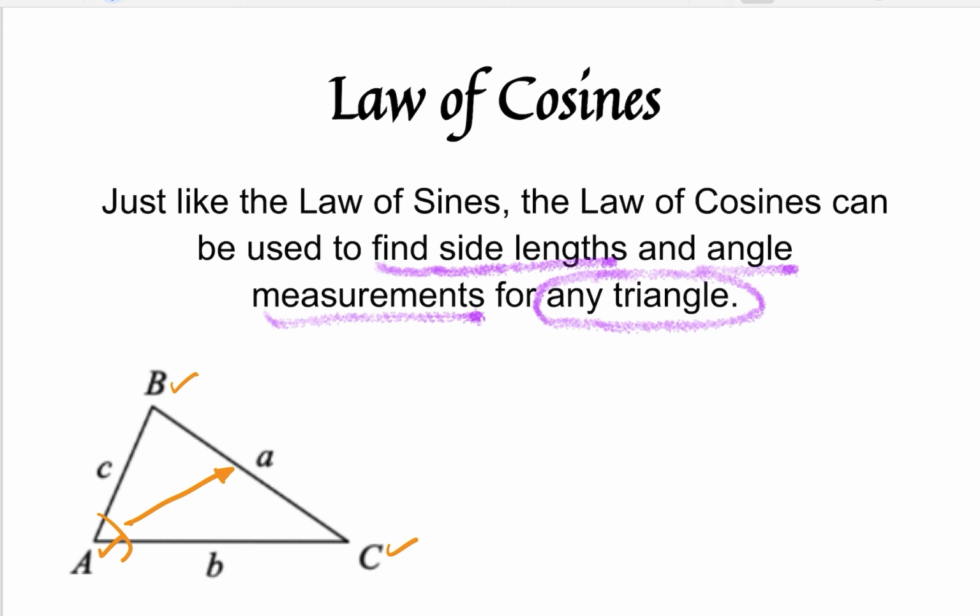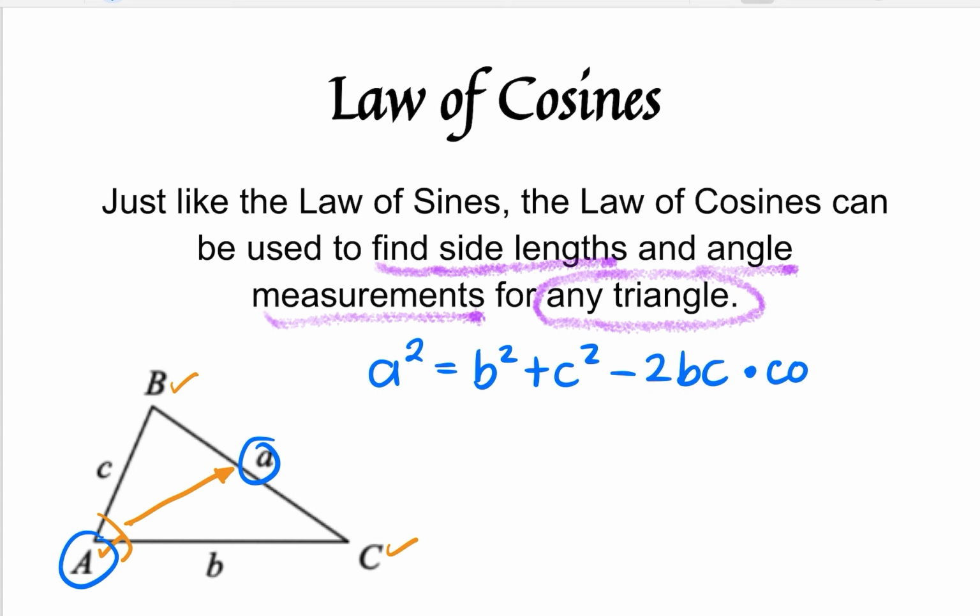For example, if side A or angle A is missing, then we are going to use this formula: a squared equals, we're going to square the other two sides, b squared plus c squared minus 2bc times the cosine of angle A.